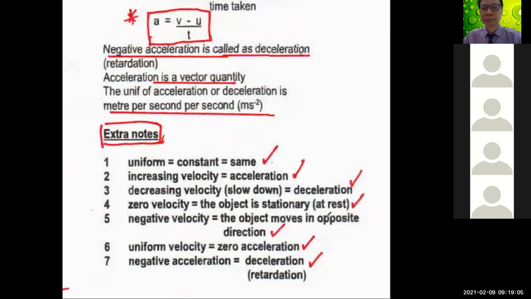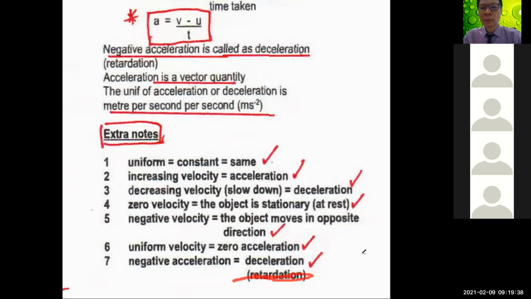And uniform velocity means zero acceleration. No change in velocity means not accelerating, so zero. Negative acceleration is deceleration. Don't use the word reduct, it's not good. Just say decelerate. So when you get a negative acceleration answer, it means decelerate.